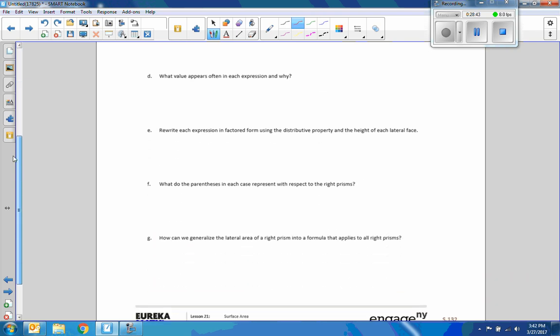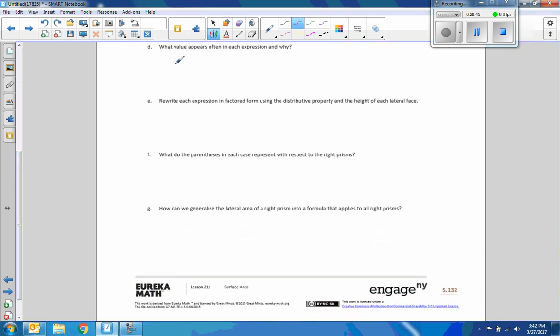Alright, next problem. So I did B and C already, just in the first page. So D, what value appears often in each expression and why? And the answer is the height.